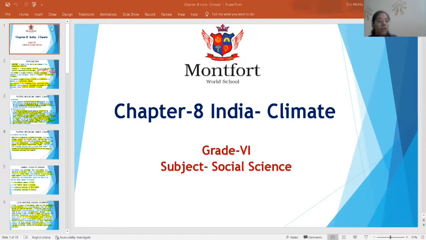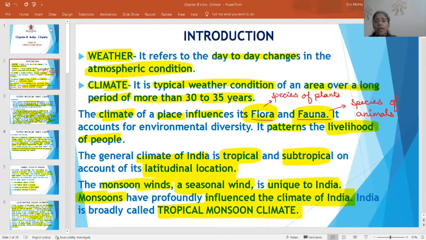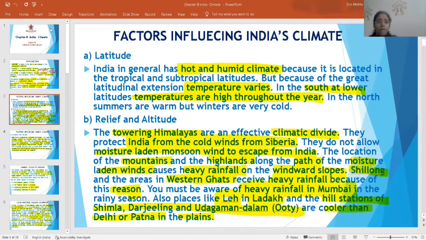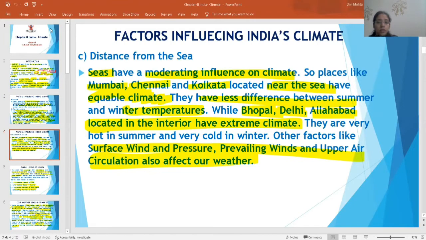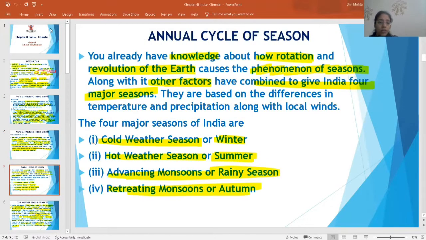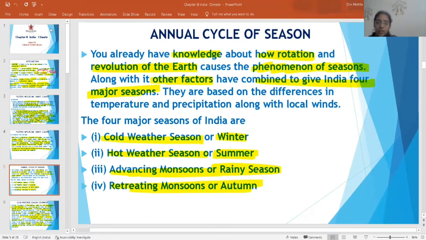We are doing a very important chapter, that is climate. I hope everybody has opened their books. Yesterday we did the introduction and the factors influencing the climate. Okay, these were the factors. Annual cycle of seasons: we have done the cold weather season and the hot weather season, meaning the winter season and the summer season, which we discussed yesterday.